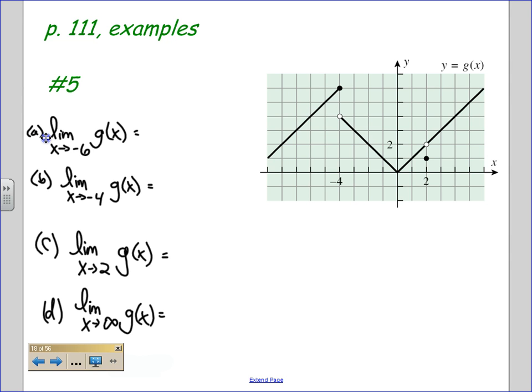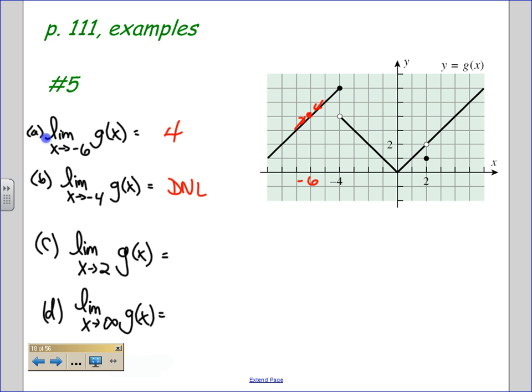All right, as x approaches -6, guys, what's my limit? I didn't do one-sided, right? So just think about both sides. How come? Look to the heights. And where is he approaching? 4. Got it. How about part B?